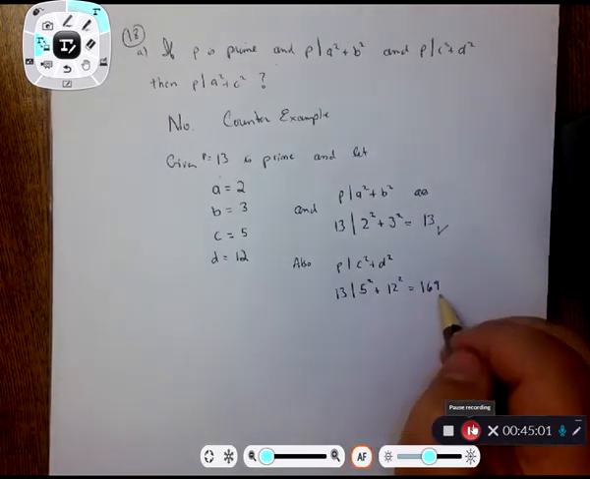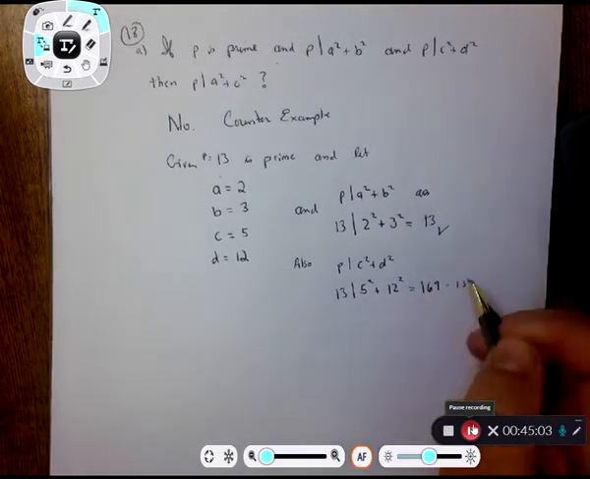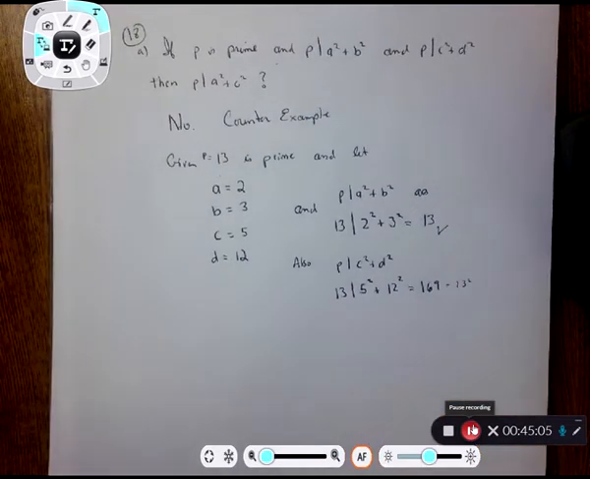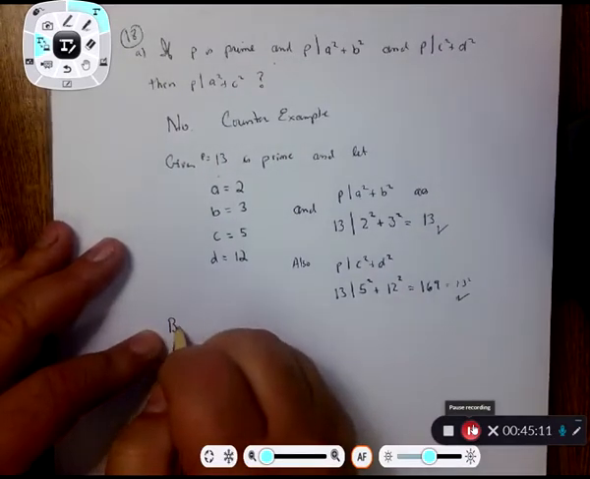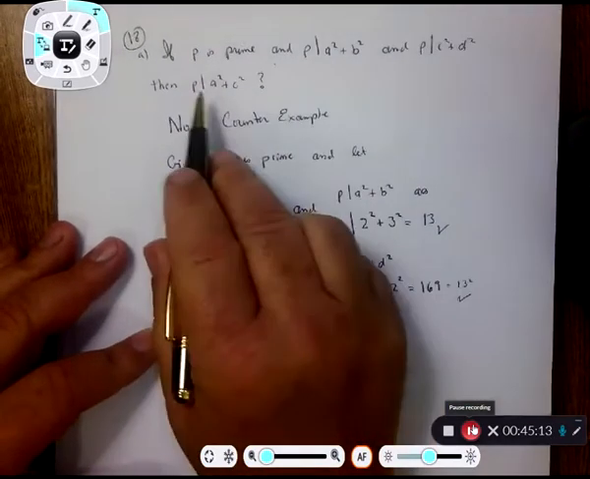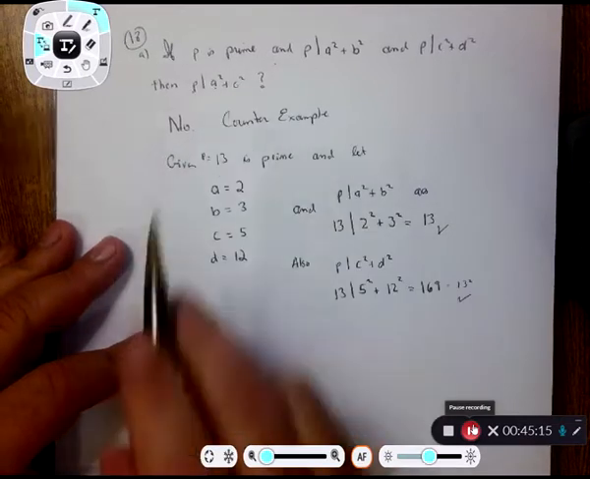So 13 divides 169, 13 squared. So again, this is true. But here comes my contradiction. I'm going to show you that P does not divide A squared plus C squared.